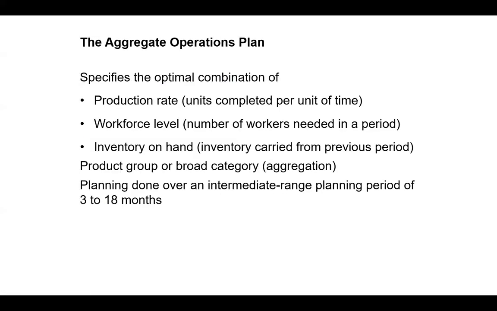And the aggregate options plan is an optimal combination of your production rate, your workforce level, and your inventory on hand. Those three things represent the capacity you have, and they represent the supply. So if you think back, for any AP here, we just want to balance supply and demand. If you have an optimal combination of all the capacity you have, it means you have a really great plan to balance what you have to support what the customer wants.